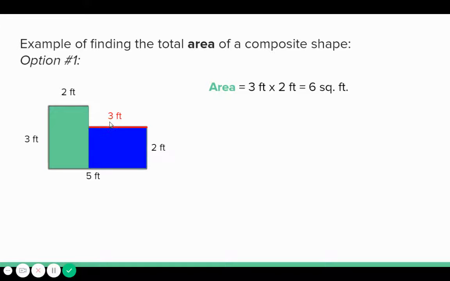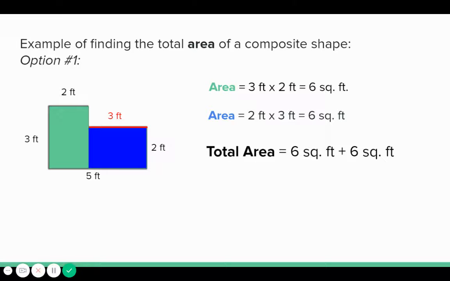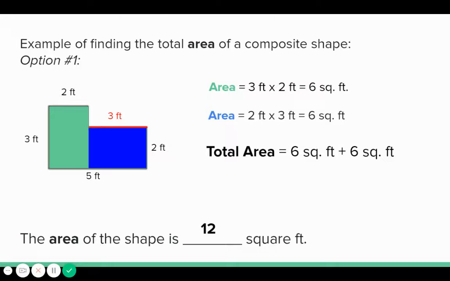So now that I know the length and the width of this rectangle, all I have to do is multiply to find the area. So 2 feet times 3 feet is also 6 square feet. As you can see, both rectangles have the same area. Now, I'm not just trying to find the area of each of those rectangles. I'm trying to find the total area. So the total area is found by adding the blue and green rectangles, so 6 square feet plus 6 square feet. So the area of the shape is 12 square feet.